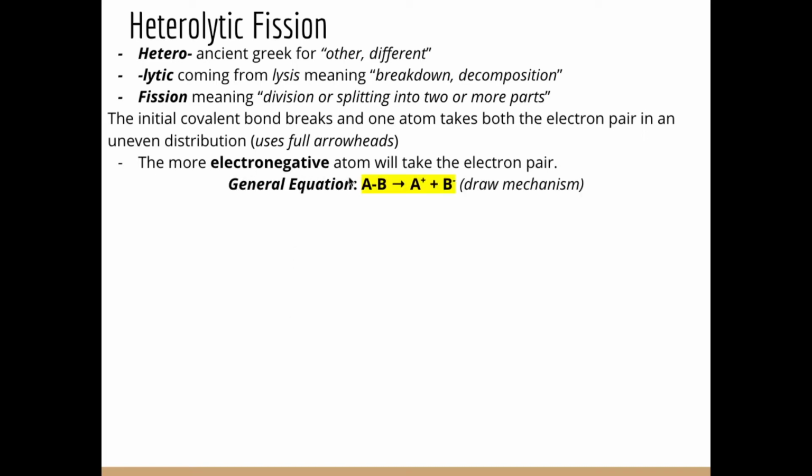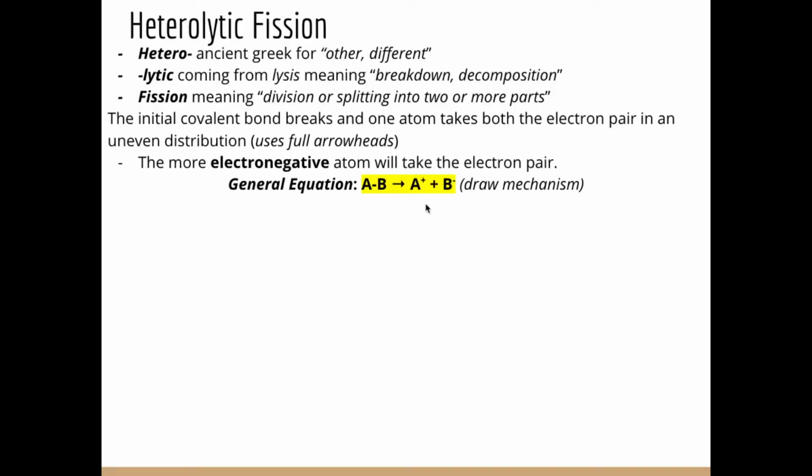Now the more electronegative atom will take the electron pair. Why? Well, we've got to consider what electronegativity is. Electronegativity is the ability for an atom in a covalent bond to attract an electron pair closer to itself. So it makes sense that the atom that has the electron pair closer to itself is going to be the one that takes the electrons as opposed to the less electronegative one.